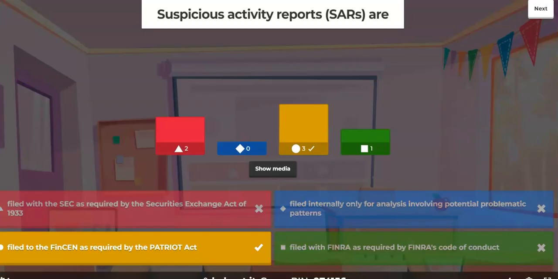Filed with FinCEN, exactly. FinCEN, the Financial Crimes Enforcement Network, which is a division of the Treasury Department, especially for investigating money laundering or potential money laundering. Yes, and it's under the Patriot Act of 2001. That's the one that came in the wake of September 11th. What does the Securities Exchange Act require? Well, first off, it says Securities Exchange Act of 1933. That's not quite right. The Securities Exchange Act is 1934. The Securities Act is 1933.